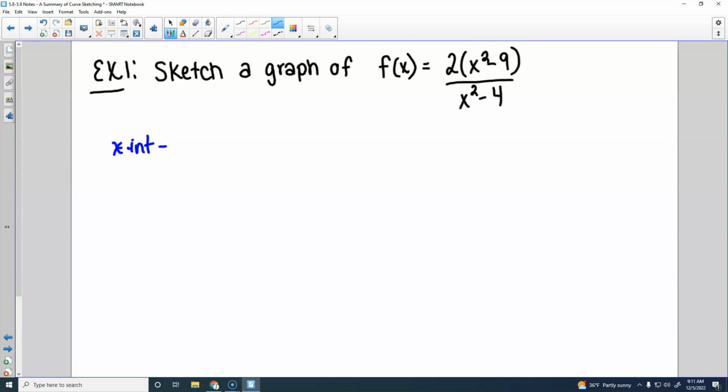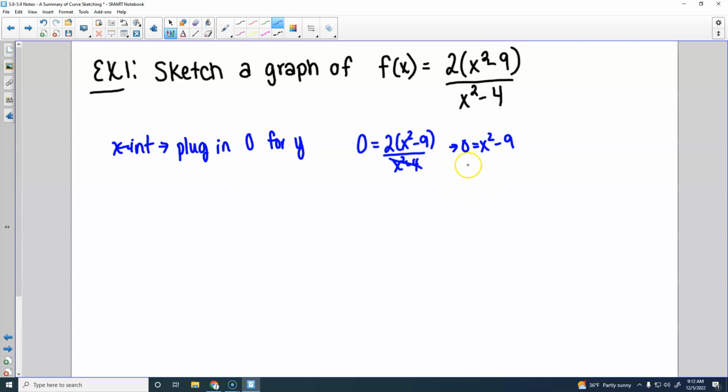How do we find x-intercepts? What is it? Y equals 0. So plug in 0 for y. So for this one, that'd be 0 equals 2x squared minus 9 over x squared minus 4. But really, the numerator is all that matters here. So if you divide by 2, you still get 0 equals x squared minus 9. You move your 9 over, and you get plus or minus 3 for your x.